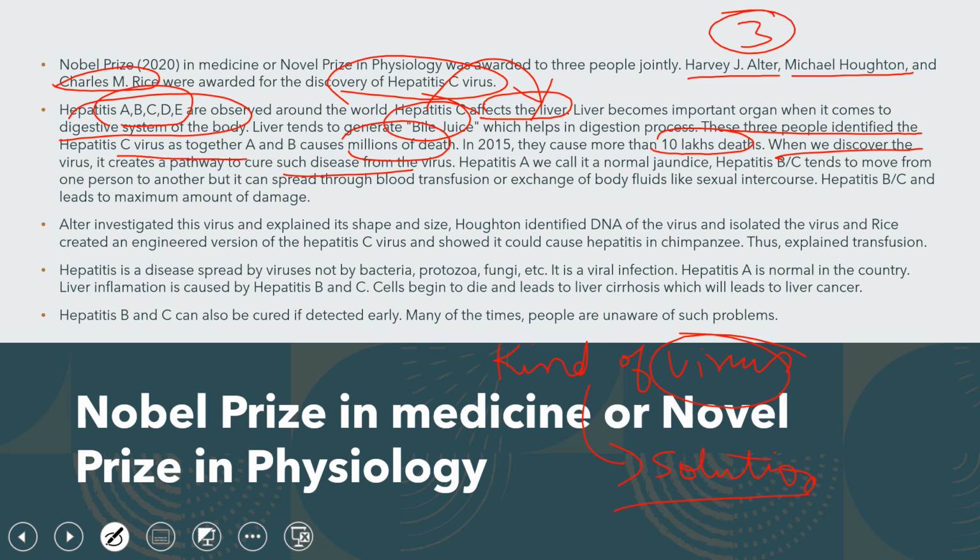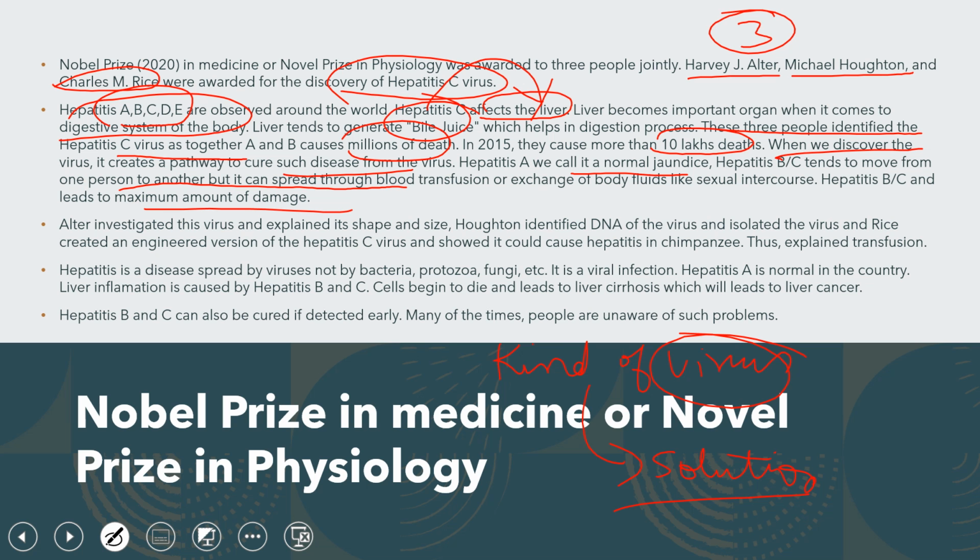Hepatitis A we call normal jaundice, and hepatitis B and C tend to move from one person to another. They can spread through blood transfusion, sharing of liquids or sexual intercourse, and in that manner hepatitis B and C can spread, and this leads to a maximum amount of damage.